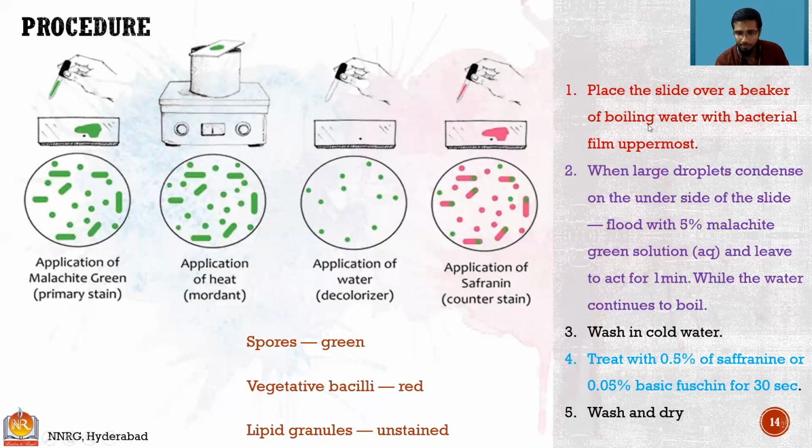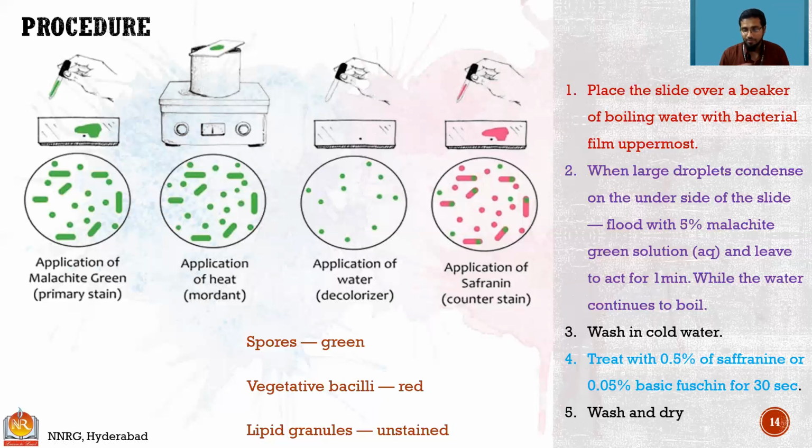Place a slide over a beaker of boiling water with the bacterial film uppermost. That means the bacterial culture will be on the upper side of the slide. This is put onto the beaker of boiling water. When large droplets condense on the underside of the slide, which means the vapor forms watery droplets below the slide, then flood it with 5% malachite green. Malachite green is the dye being used. After adding that, leave it for 1 minute and rinse with water.